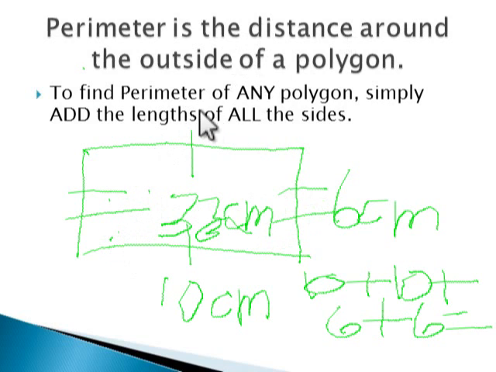Okay, it doesn't like that. There we go. P equals 32 centimeters. Sorry that's so sloppy, but I think you get the idea.